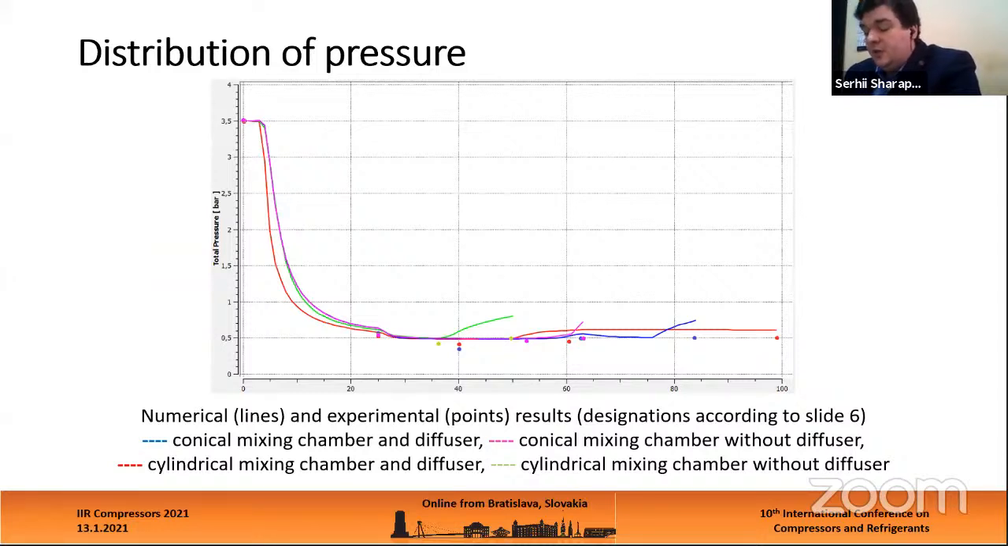From this slide, you can see that in the liquid vapor ejector with the diffuser, we have more uniform pressure distribution in the mixing chamber, both cylindrical and conical. The velocity of the mixed flow at the outlet of the liquid vapor ejector with the diffuser is less than in the similar liquid vapor ejector without the diffuser, which more favorably affects the completeness of the mixing process.